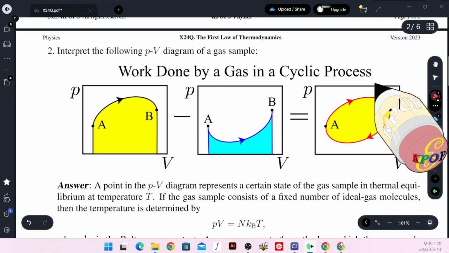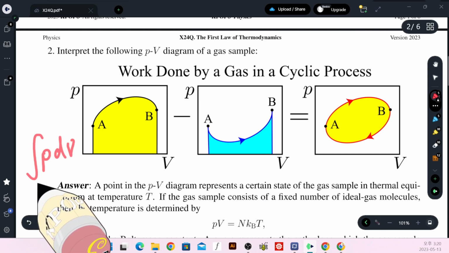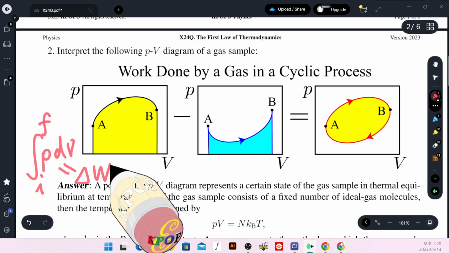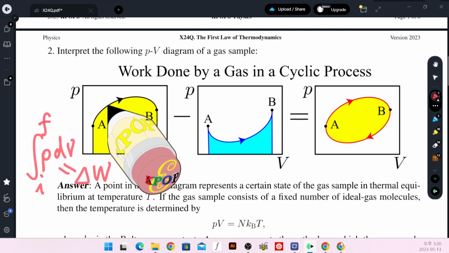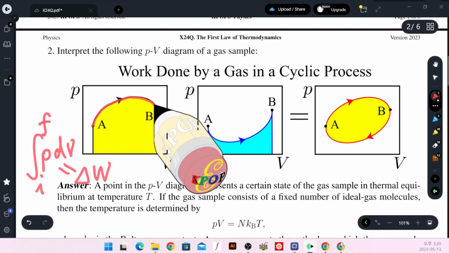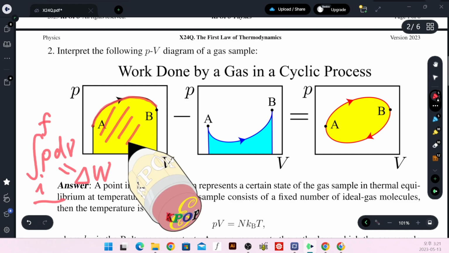Next, interpret the following PV diagram of a gas sample. In a PV diagram, the integral of P dV from the initial to the final state is the work done by the gas. Here, this plot shows that the path of transition is from A to B along this path, and this integral is positive.